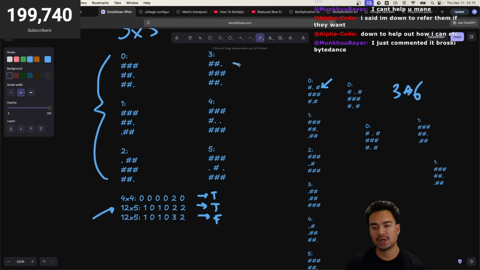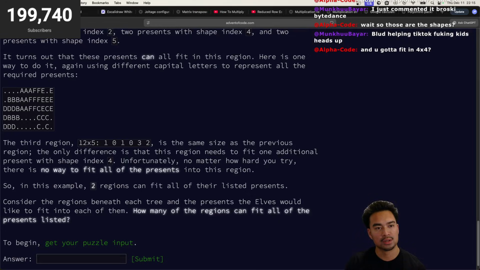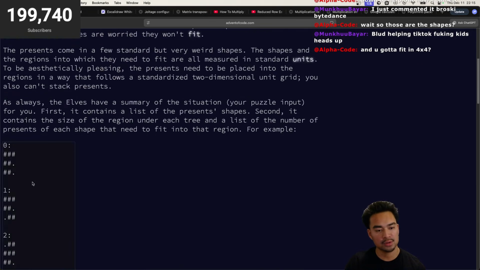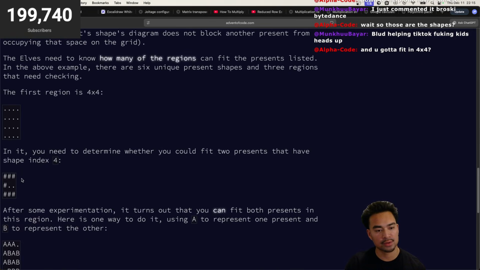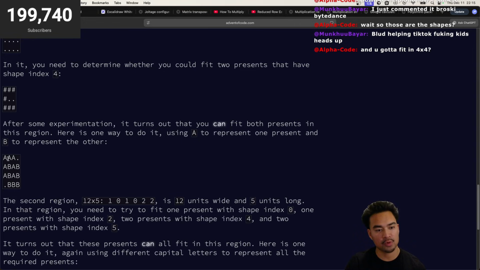So these are all shapes. This is just telling us to try to fit 2 of shape 4 in a 4 by 4 grid. So it's possible because if you have 2 of shape 4, you could just make it fit like this.